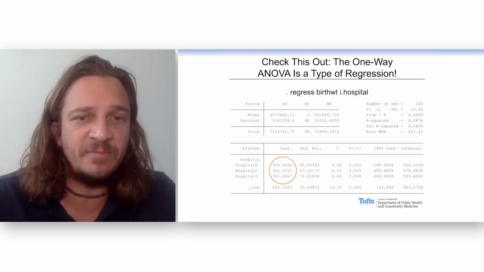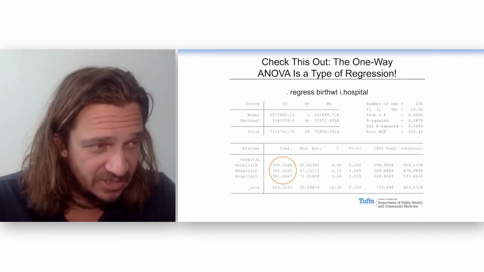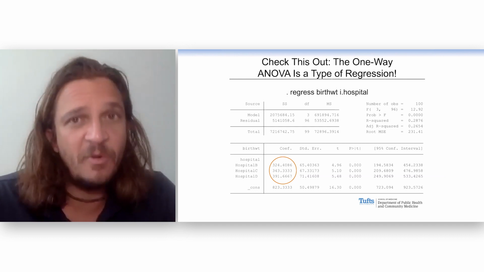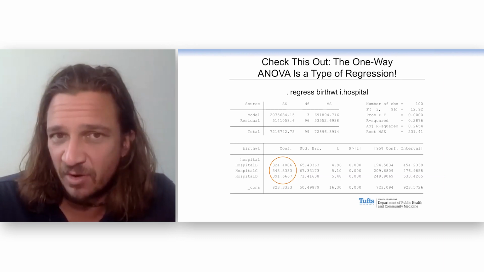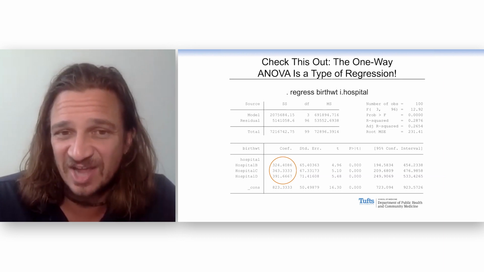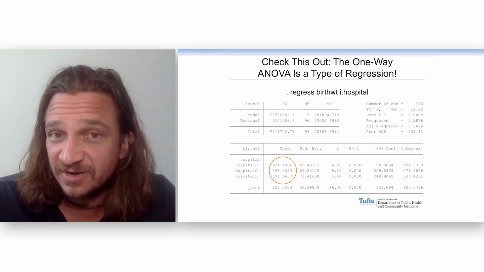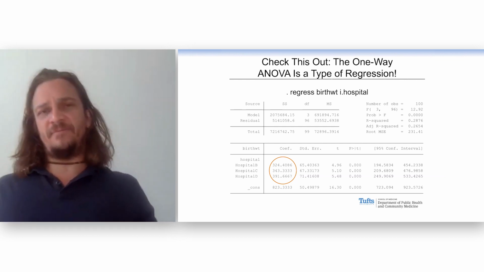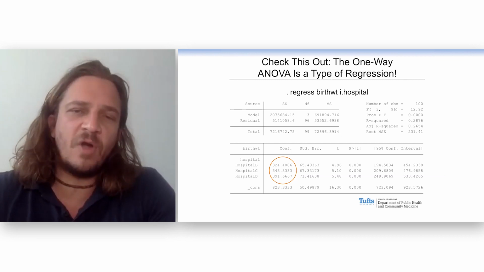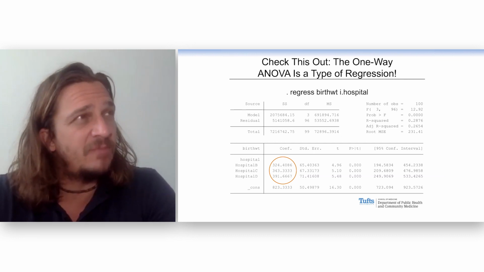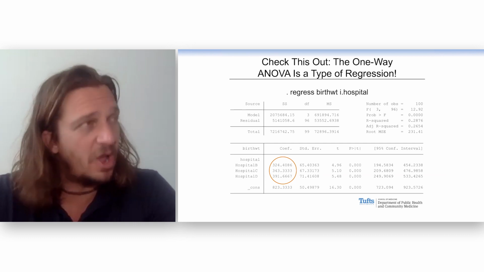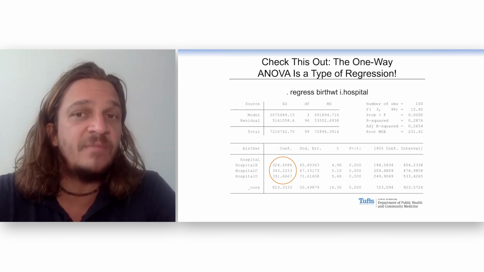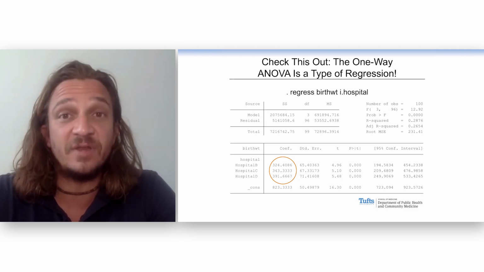Now, here's a bit of a mind bender. Pause and take 3 deep breaths. Now that you've paused and taken 3 deep breaths, check this out. An ANOVA is a type of regression. If I said, hey, I want to compare the mean birth weight between 4 hospitals, you might think, okay, mean birth weight, continuous outcome, 4 hospitals, categorical predictor. I'll make those into dummy variables and see if they're different.